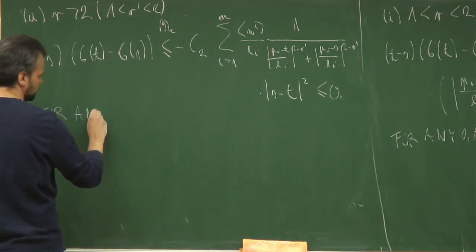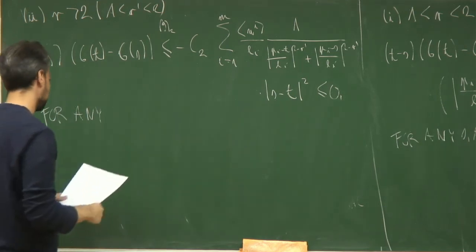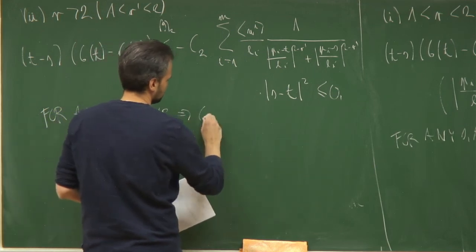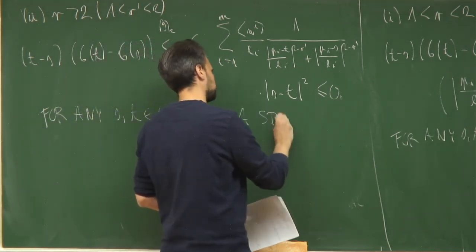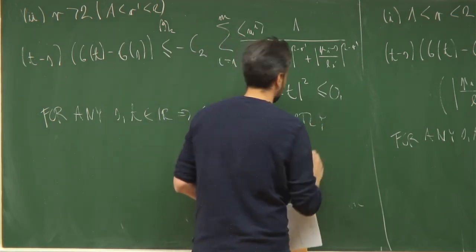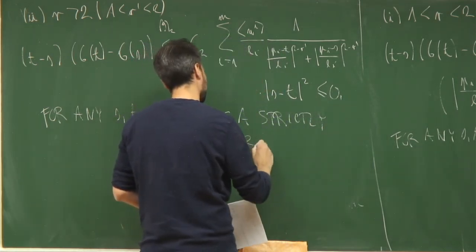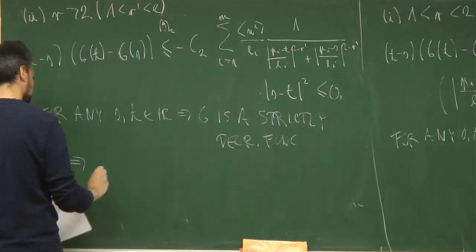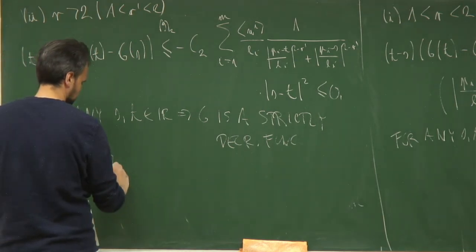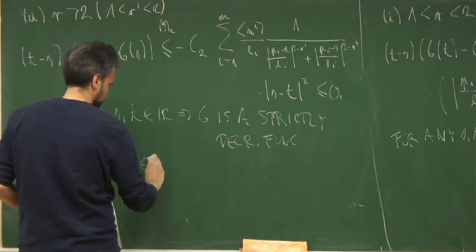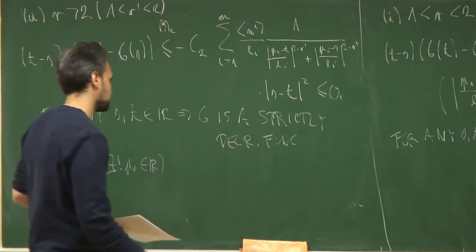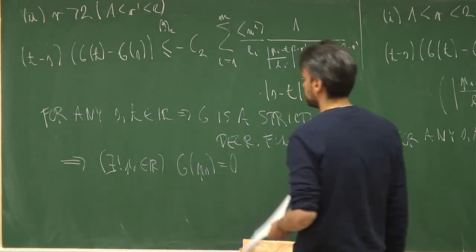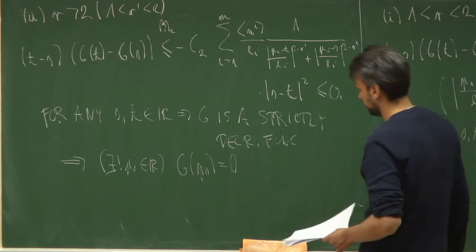So using the same arguments, you also obtain that g is a strictly decreasing function in both cases. So you can conclude that, if you remember where we started from, there exists a unique P0 from R such that g of P0 is equal to 0, and this P0 is the pressure at the junction.